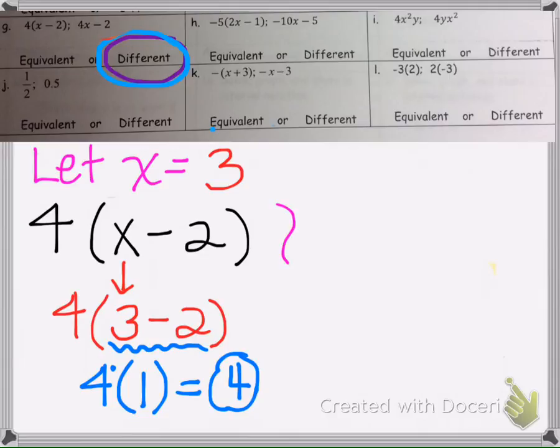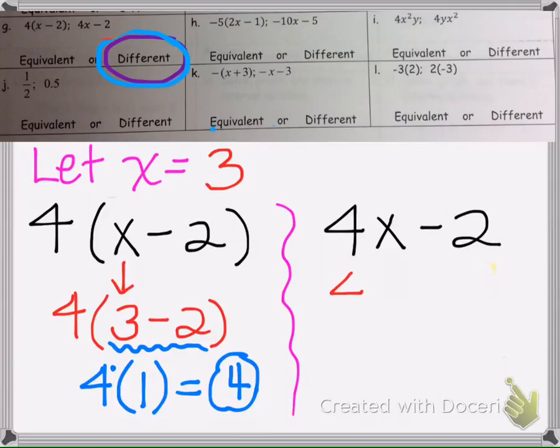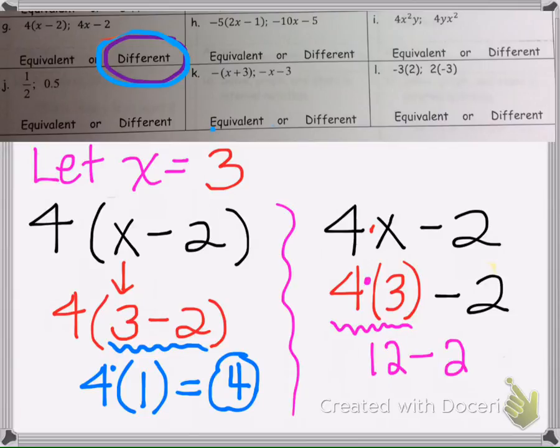Now I'm going to go ahead and do the same thing using x equals 3 into the other expression. So 4 next to an x means times, so 4 times, and the x value is 3. So first thing we do in order of operations is multiplication, so I'm going to do the multiplication here first. So a 4 again next to an x, which is 3, this is 4 times 3 is 12, and 12 minus 2 is 10.